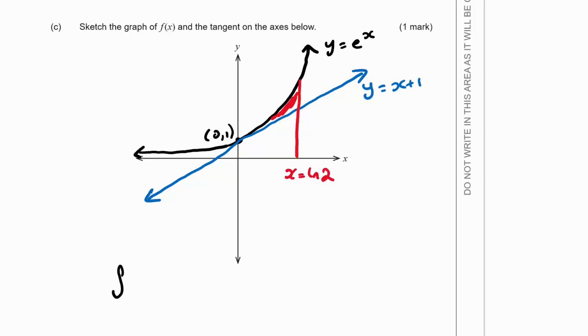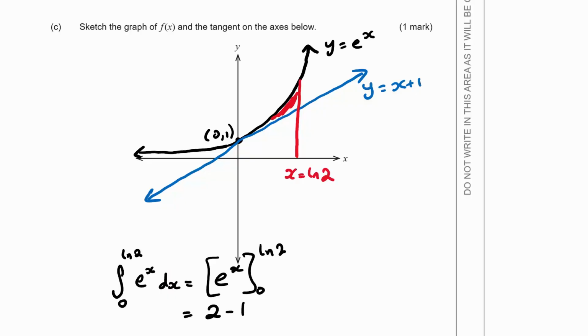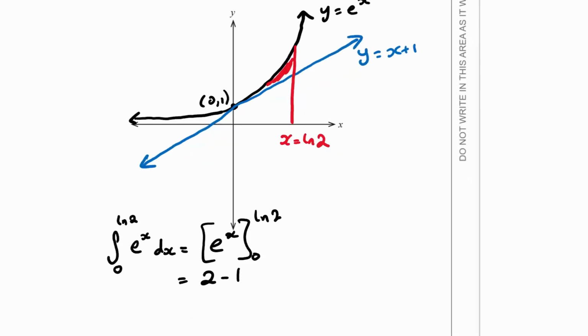So that would be the integral of e to the x from 0 to ln 2. That's the area under the curve. So that's going to be e to the x from 0 to ln 2. E to the ln 2 is 2, e to the 0 is 1. So that area is just 1 square unit.